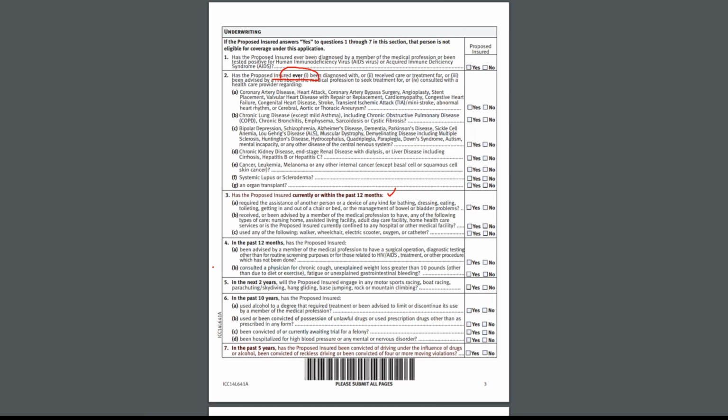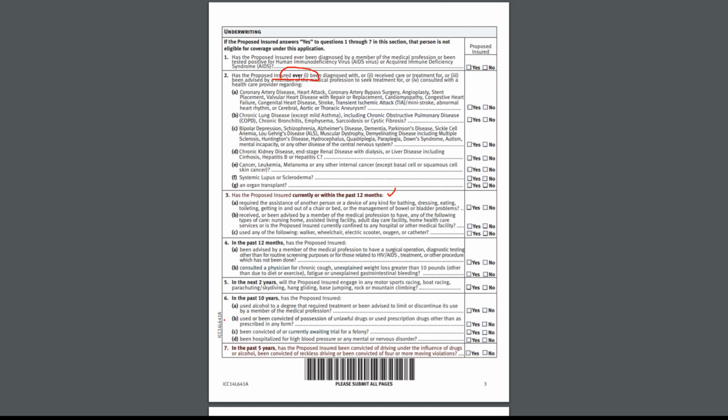So a lot more health questions. Have they consulted a physician for chronic cough, unexplained weight loss of more than 10 pounds, or gastrointestinal bleeding? If they're going to do any extreme sports, like hang gliding, base jumping, or rock climbing, they're not going to qualify. And then within the past 10 years, they're going back for alcohol treatment. So if you had a client that had to go to AA 7 years ago, they're not going to qualify for this product. If they've been convicted of possession of unlawful drugs or used prescription drugs other than prescribed, they're not going to qualify. If they have ever been convicted or are awaiting trial for a felony, they're not going to qualify.